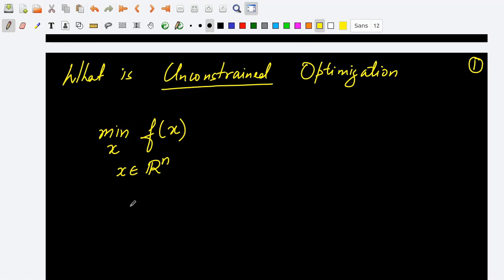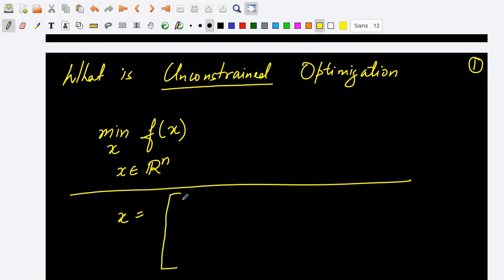So x is a vector which has n components, and these components could be anything, any real number, and out of all possible vectors, we would like to find that x which gives us a minimum value of this function f.